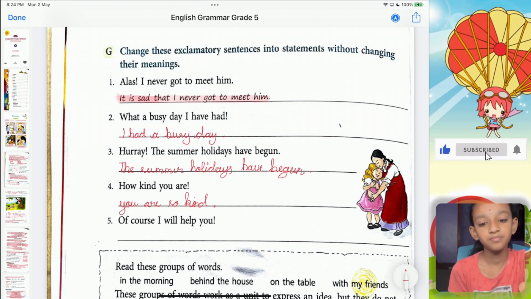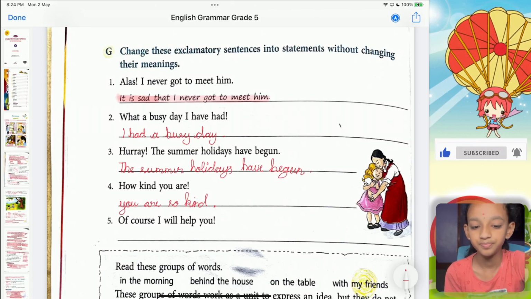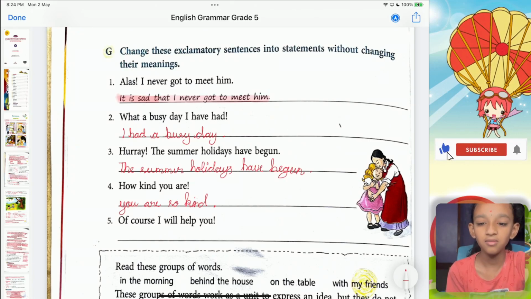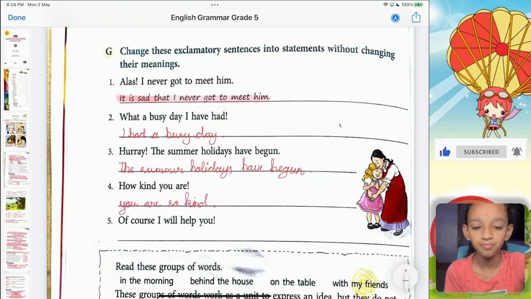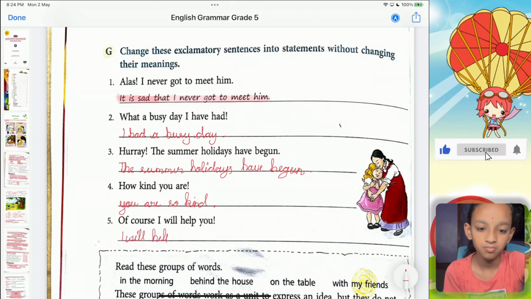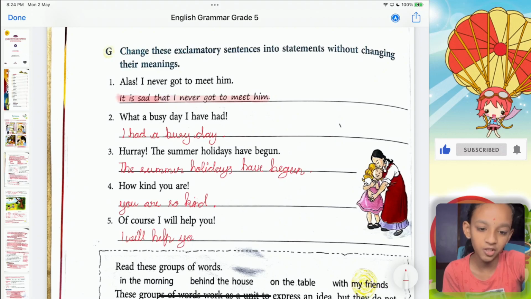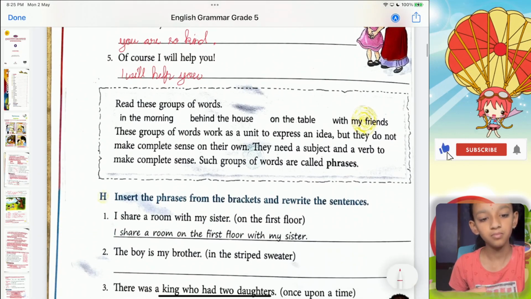Next one. Of course I will help you. Sure, I'll help you. Oh yeah, you can say I will indeed help you. Something like that also you can say. Say I will help you. Yeah, you can say. Okay, the next one.